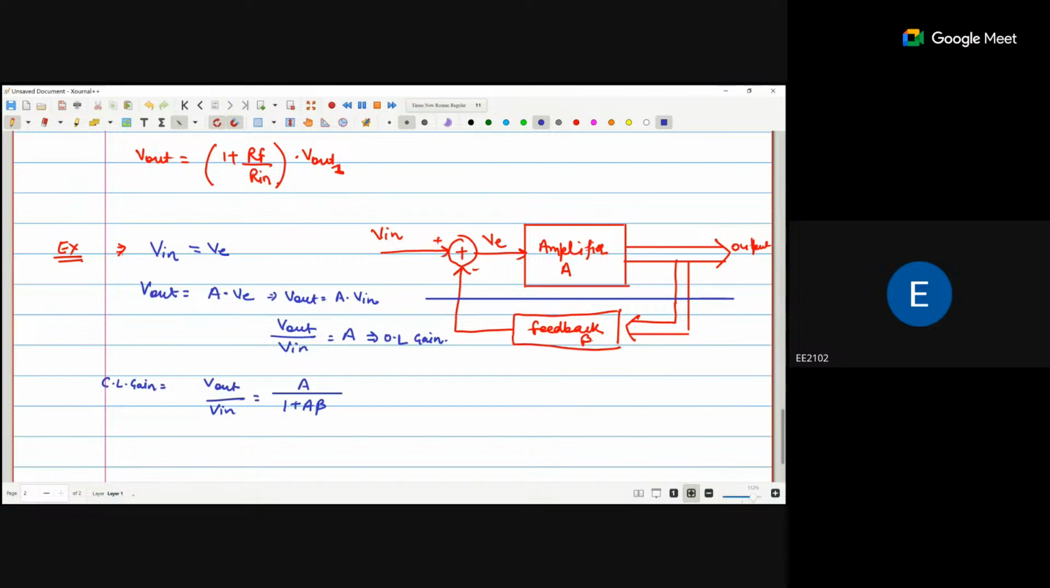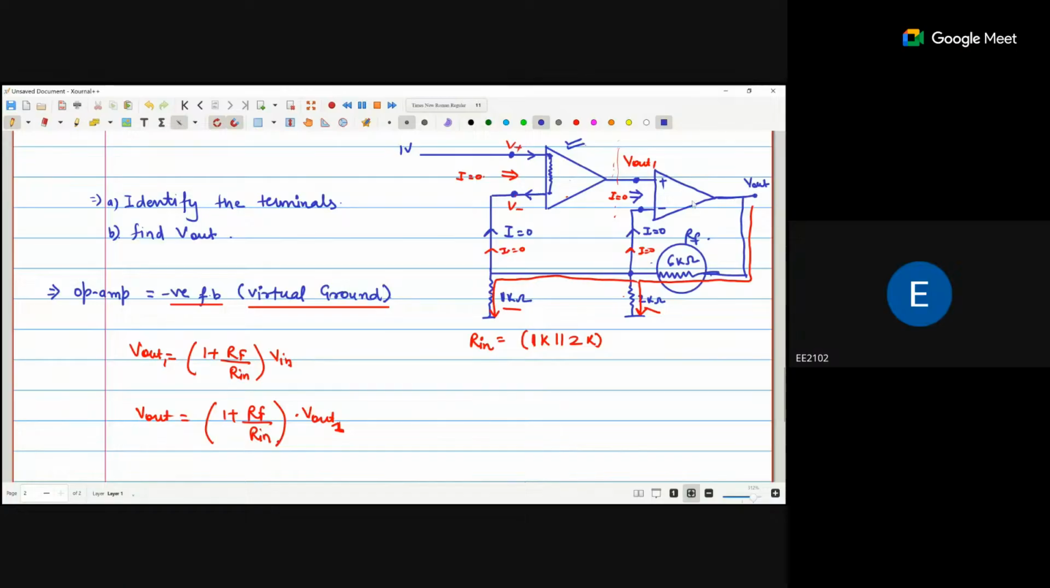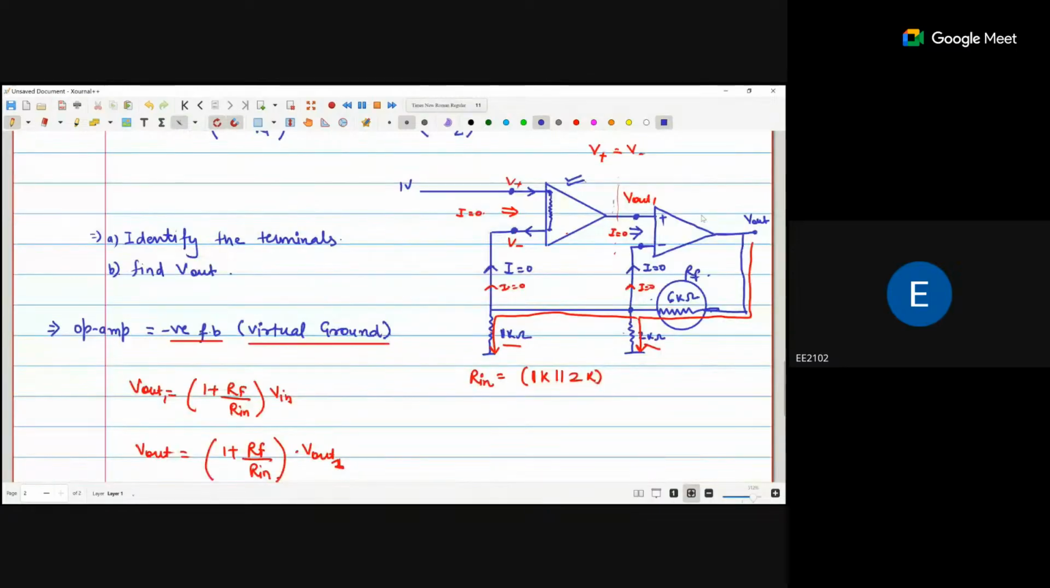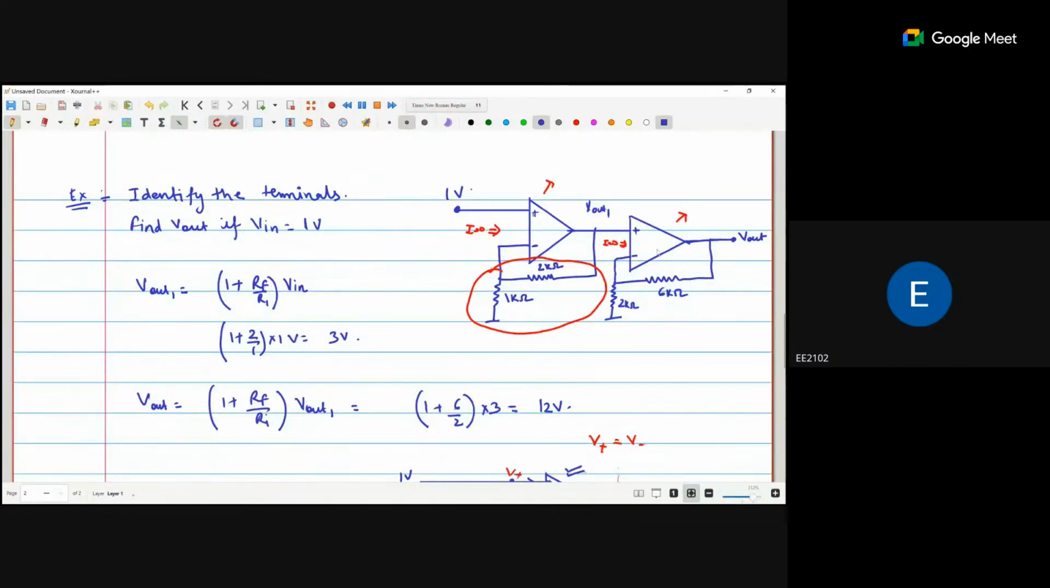So, sir, how do we know where to apply closed loop gain and where to apply open loop gain? According to the circuit, for example, if we are talking about this particular circuit, if the feedback is available, every time we use the closed loop gain. This is the feedback. If feedback is available, we use the closed loop gain. We have to solve it. V out upon V in is 1 plus RF by R1. This is the closed loop gain.